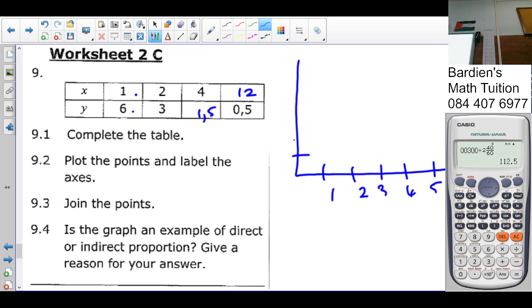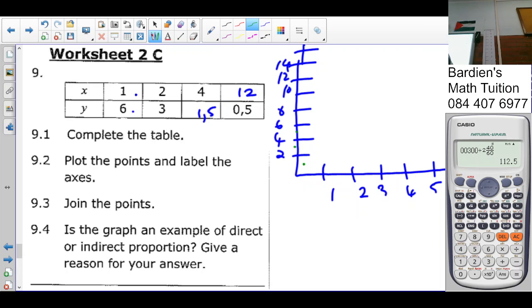So 0, 1, 2, 3, 4, 5, 6, 7, 8. It needs to go to 12, okay? But I don't have that space here, so I go 2, 4, 6, 8, 10, 12. Okay, and remember the values in the middle are the odd numbers. So if X is 1, Y is 6. You see, X is 1, this is your X axis.